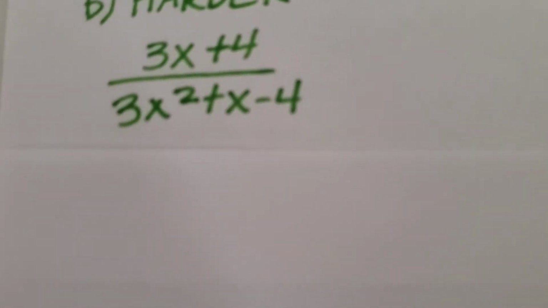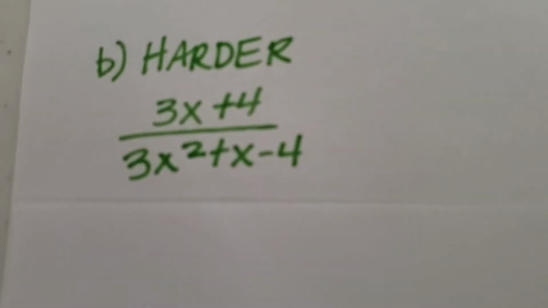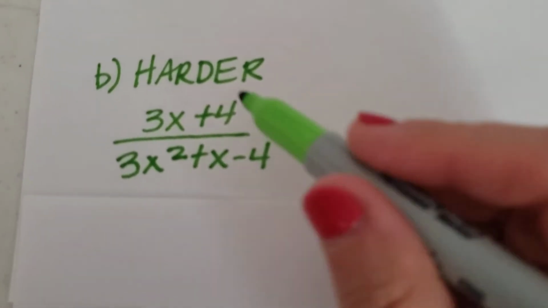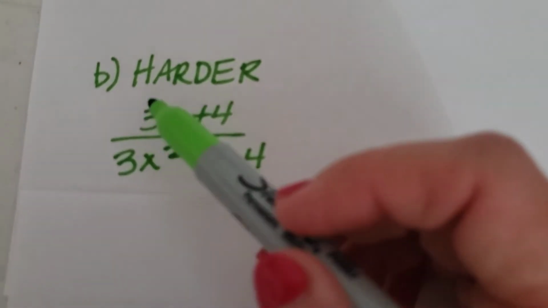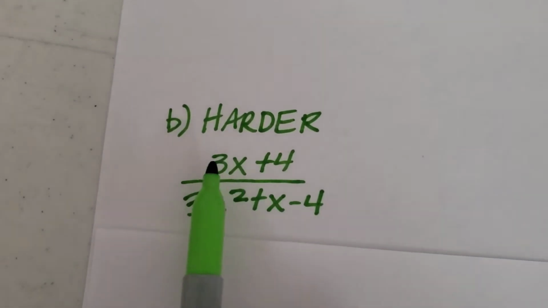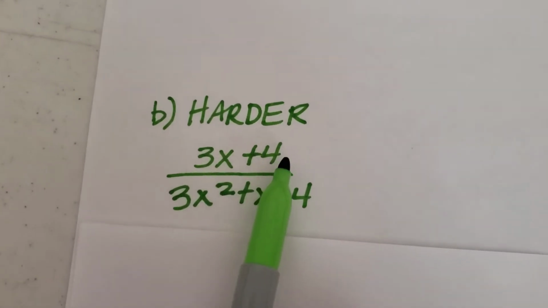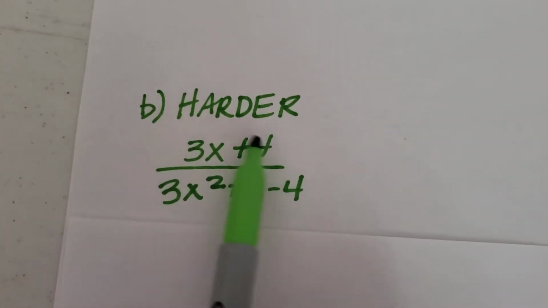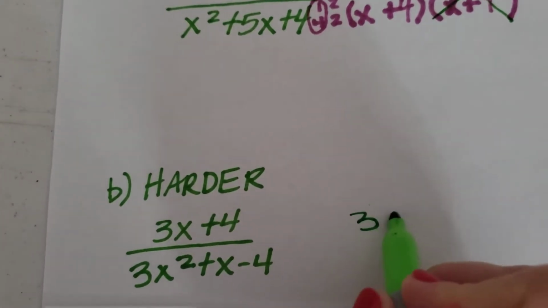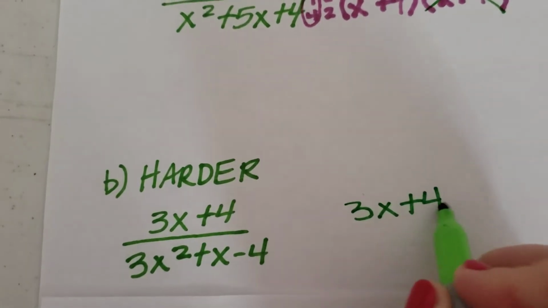The one that's on the bottom is a 3x squared. Those aren't the same. There's no way we can cancel those out. Okay, so let's just take a look at what's going on. Can I factor what's here in the top? 3 and 4. Well, those don't have anything they can really GCF with each other. So I'm going to have to leave that alone just as it is. Okay, so let's leave that 3x plus 4.